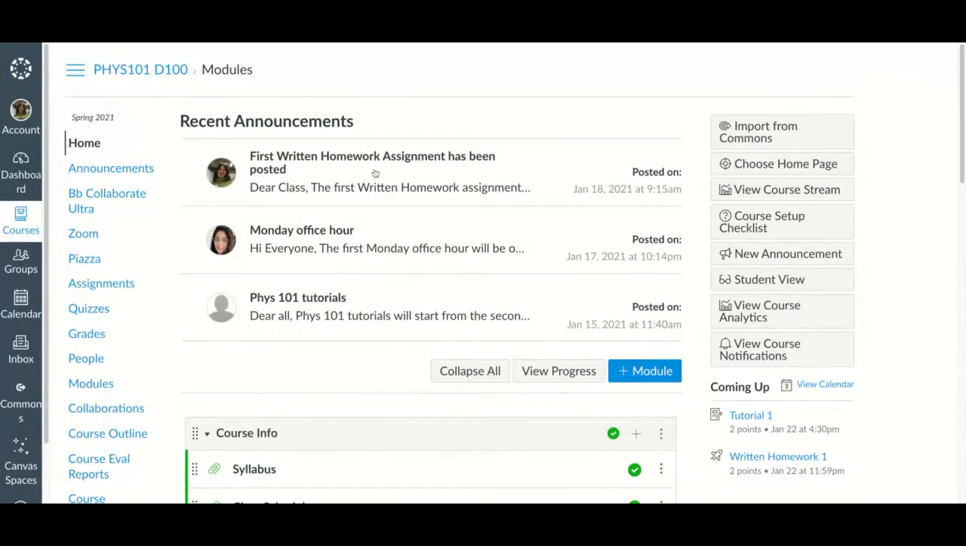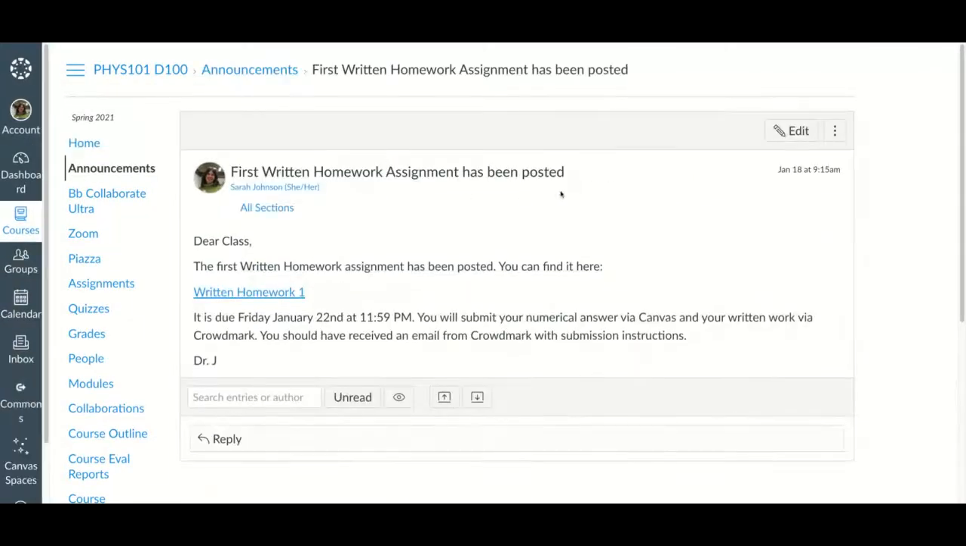The other thing I wanted to mention, that some of you have already noticed, is that our first written assignment is available. The way this one works is that you submit part of it through Canvas and part of it through CrowdMark. This is due on Friday at 11:59 p.m. You submit your numerical answer with no units, just the number, and follow the instructions for how many decimal places. You enter a single number in the Canvas quiz, and you can enter as many times as you want until the deadline. And then you submit your written work, which should match your number.